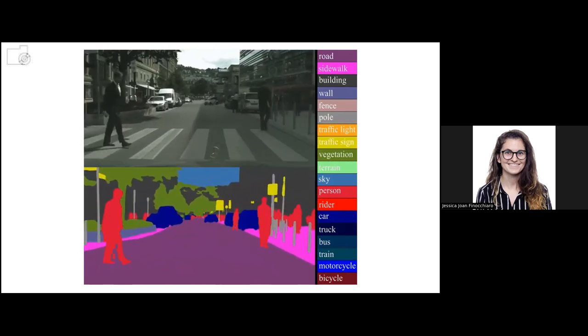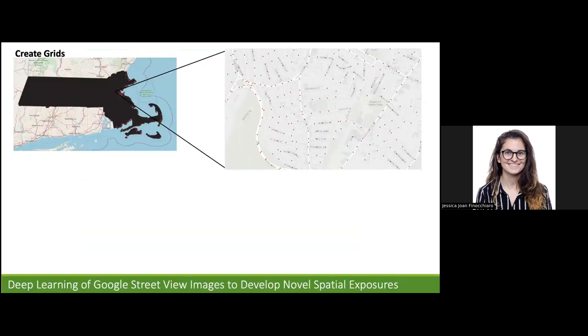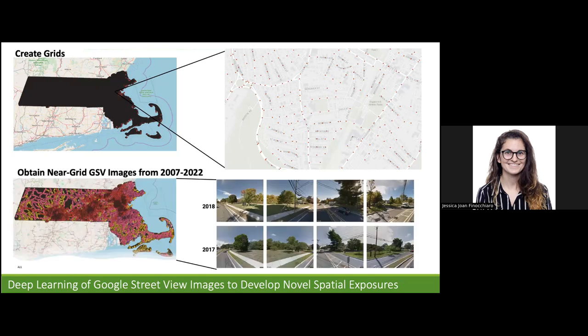Also, it's measuring what people are looking at as opposed to what a satellite is seeing. And so how do we do this? How do we link this to our cohorts? What we've done is we've created street network grids going 100 meters along the street network in every MSA, every metropolitan statistical area in the US. And then we pulled the nearest Google Street View image to every one of those grid points.